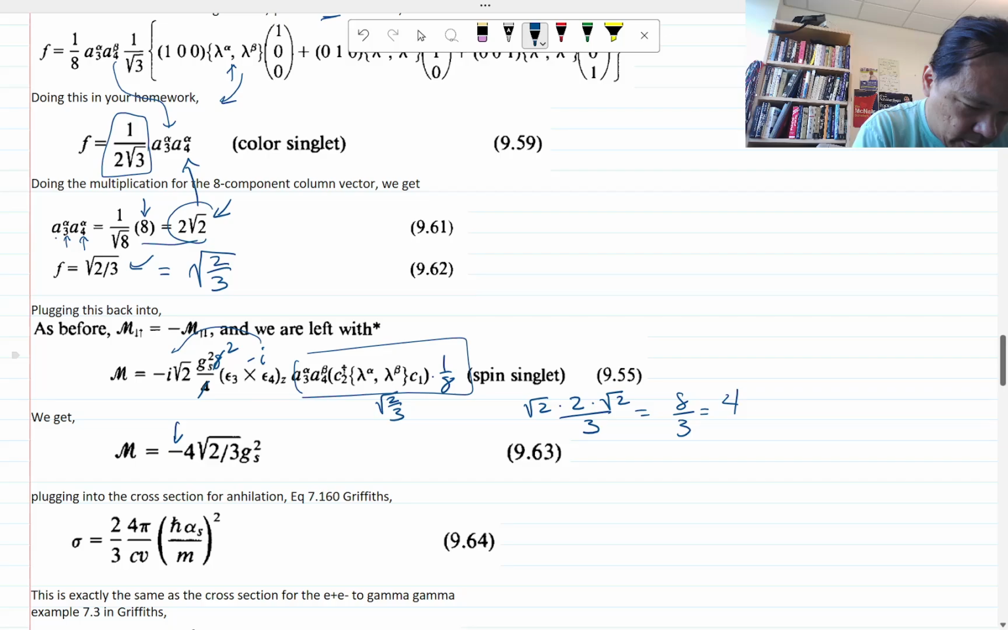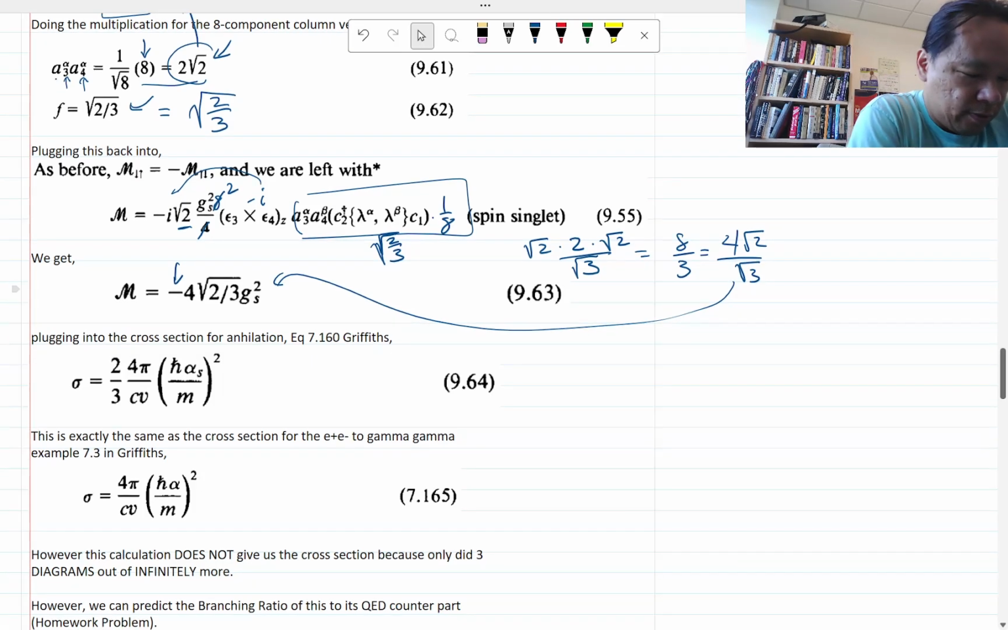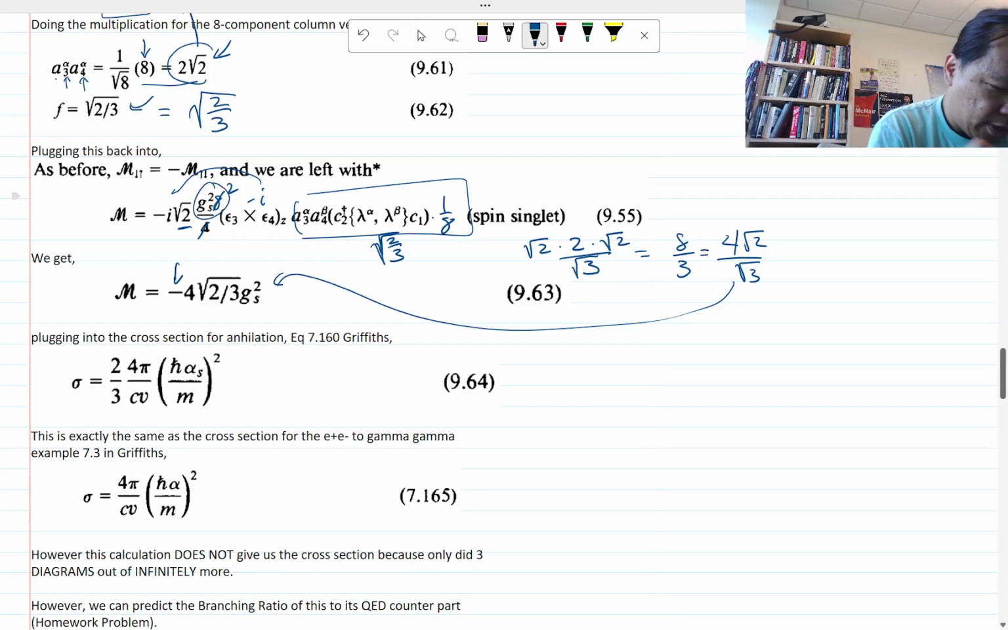Did I miss a square root of 2? Yeah, I think I missed a square root of 2 here. And then you have the square root of 3. Oh, of course, yeah, I screwed that up because the square root goes over everything. And then you basically have the matrix element as this -4 square root of 2/3 whole thing. And then you still have this g square here.